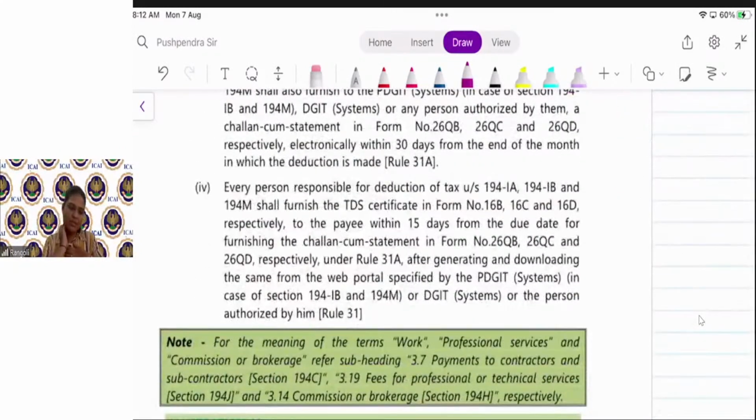After remitting to the government, you need to provide a TDS certificate. Say for example, someone has deducted TDS of mine under section 194M. Then they need to provide a certificate to me that on this payment, I have deducted this amount of TDS. So this TDS certificate is in Form 16B if TDS is deducted under 194IA, 16C if TDS is deducted under 194IB, and 16D if TDS is deducted under section 194M.